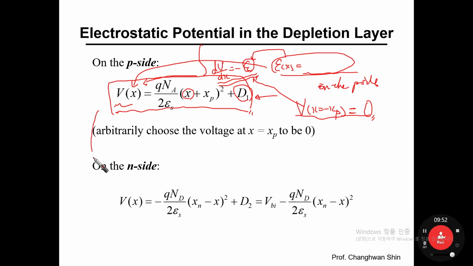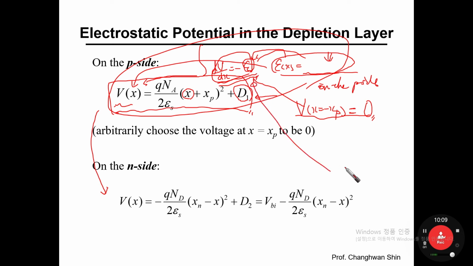And similarly, we can repeat this whole process for the n side. But in this case, definitely you should use the electric field equation on the n side and plug into this first order differential equation, and you need another boundary condition. What is it? Yes, at the edge of the depletion layer on the n side, the potential is equal to VBI.